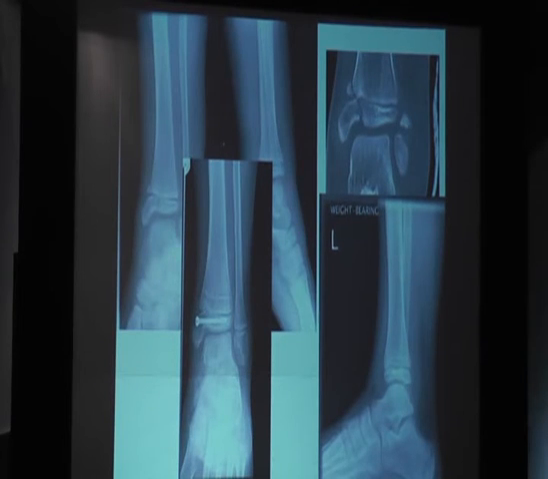Then this is an example of a Salter-Harris type 4 injury, and here you can see the medial malleolus is broken with a small flake of metaphyseal fragment. And here the key point is, because it involves the physis, there is an articular step, and an articular step of more than 2 mm is not acceptable, so we need to plan for an open reduction, achieve anatomic reduction and fixation.